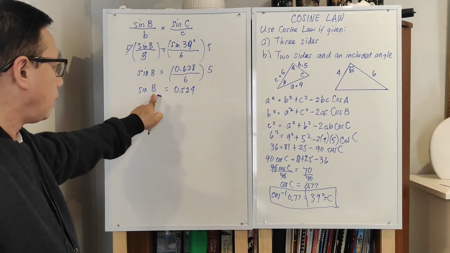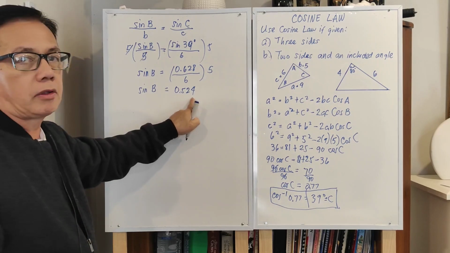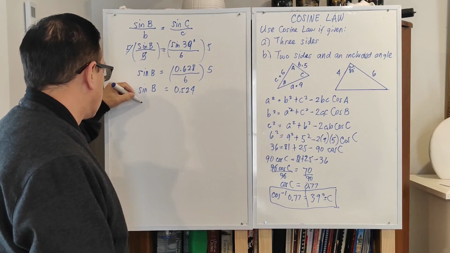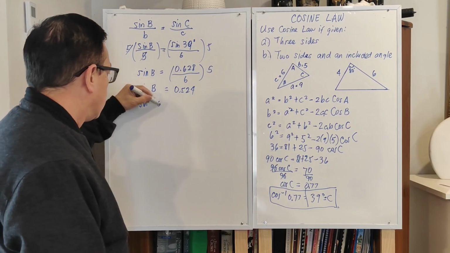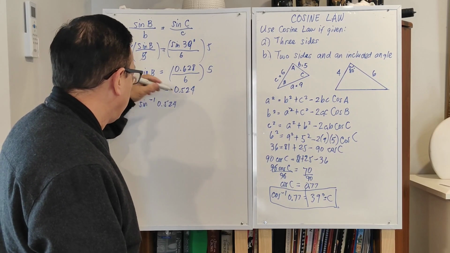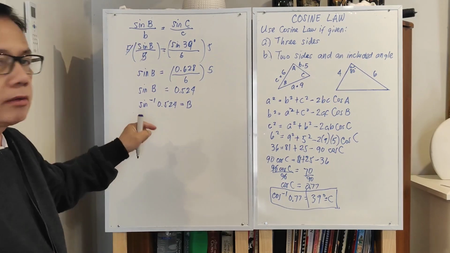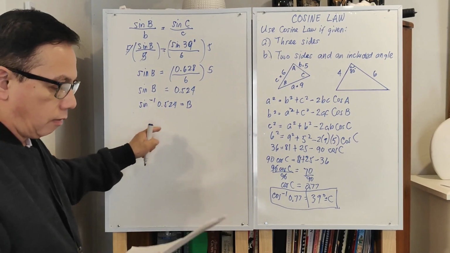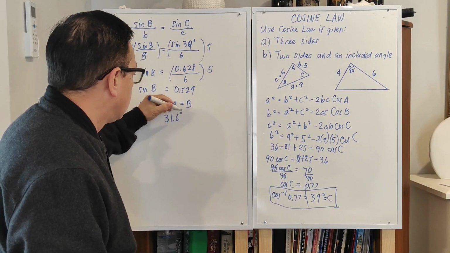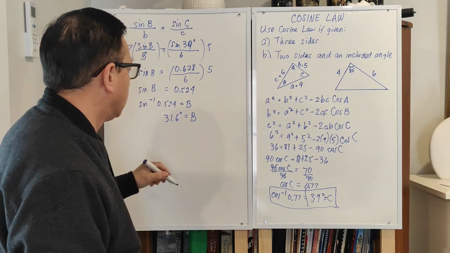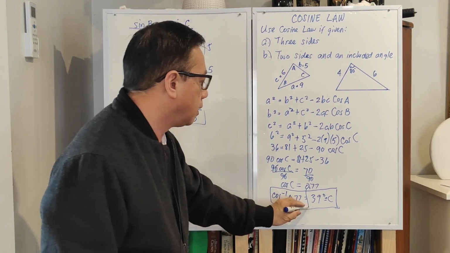Now to get the angle B, we need to get the inverse sine of 0.524. We rewrite it like this: sine negative 1 of 0.524 is equal to B. So if we get the calculator and solve for this, we will have B as 31.6 degrees as the angle B. So this is your angle B, this is your angle C.